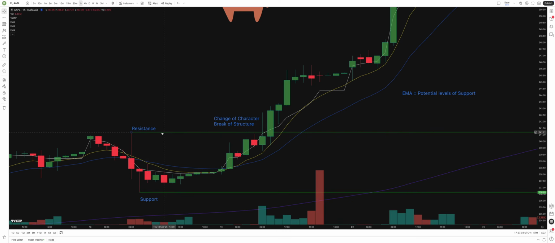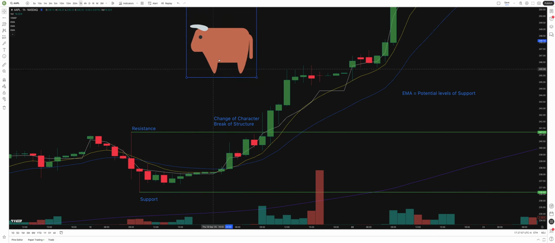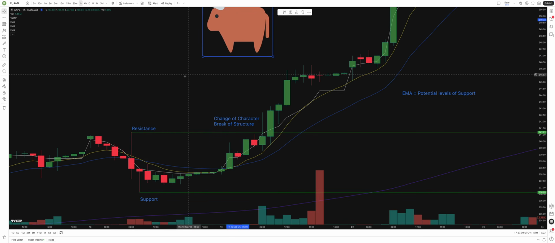It's not going to break this level until buyers have enough momentum to break that level. In other words, as price is fluctuating, when it hits that resistance level, it's going to bounce off and sell off. And then when it hits the support level, it's going to bounce off and come back up. So it's just going to keep coming up and down until we finally have a break of structure. Okay?